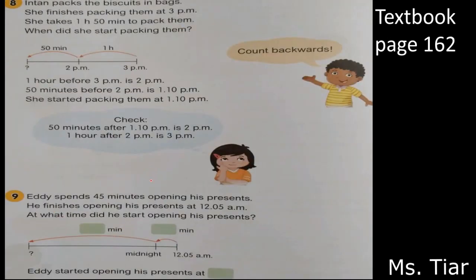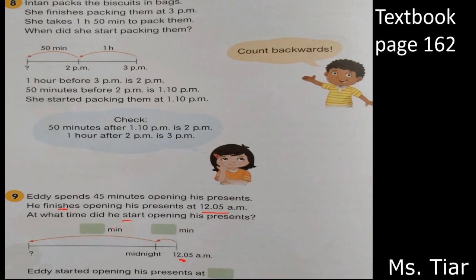So she finishes baking them at 12:45. Question number 9. Eddie spends 45 minutes opening his presents. He finishes opening his presents at 12:05 a.m. Finish. Get it? Finish. At what time did he start opening his presents? Because it finished at 12:05, you put 12:05 in the last part of the timeline. And then because you need to find out what time it started, you need to go backward. If you need to find out the finish time, you need to go forward. But if you need to find out the start time, you need to go backward.